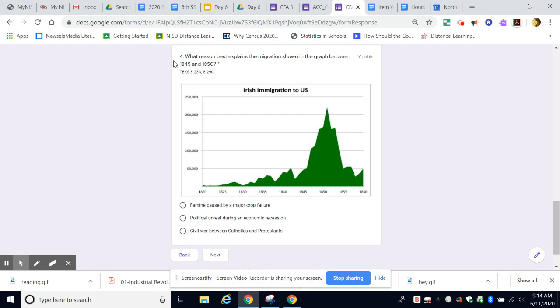All right, here's number 4. What reason best explains the migration shown in the graph between 1845 and 1850? So here's our graph. We have Irish immigration to the United States. On the bottom, we have the years here. And the question's asking you 1845 to 1850. So pay attention to that part on the chart. And then over here, this axis is not labeled, but this is the amount of Irish immigrants coming to the U.S. So what was the reason that best explains that?